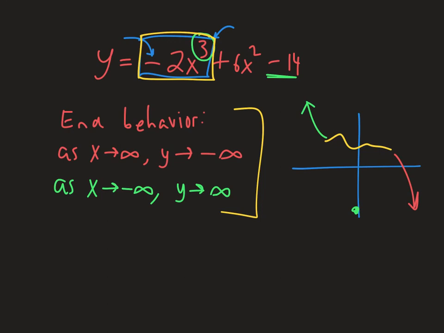Again, you just look at that leading coefficient. Okay, first step, is it positive or negative? That'll tell you what's going on at the right end of the graph. And then the degree being even or odd will tell you what's happening on the left end. All right.